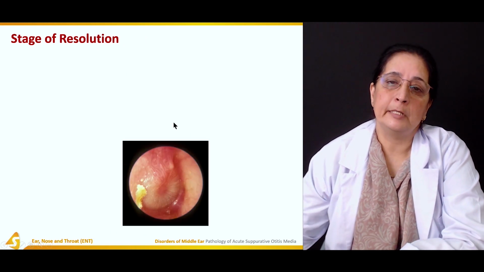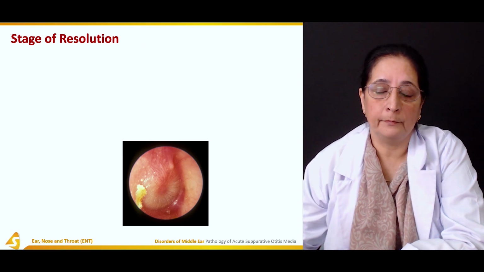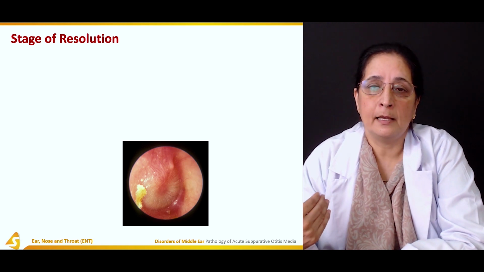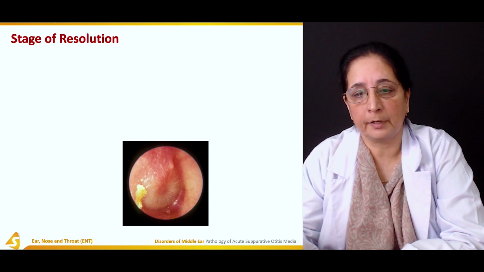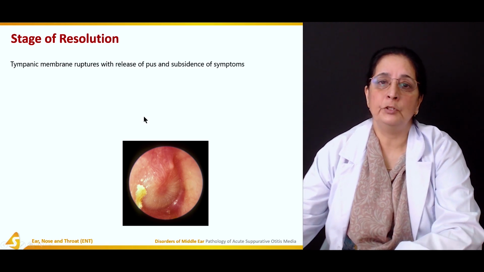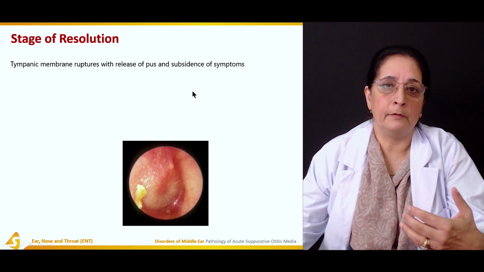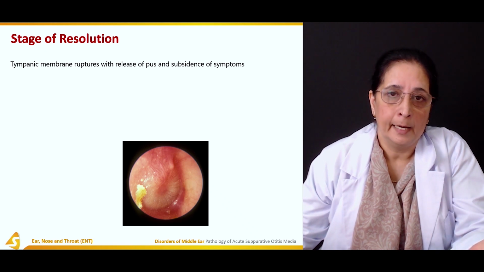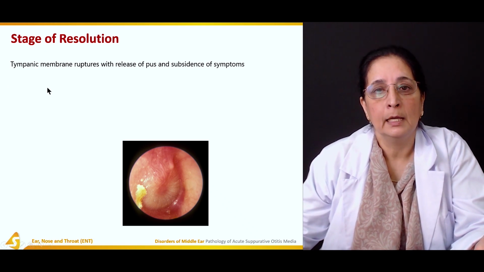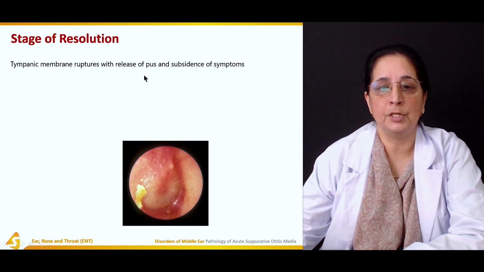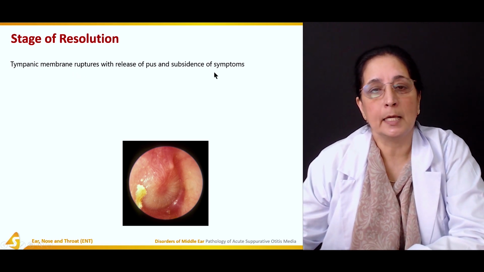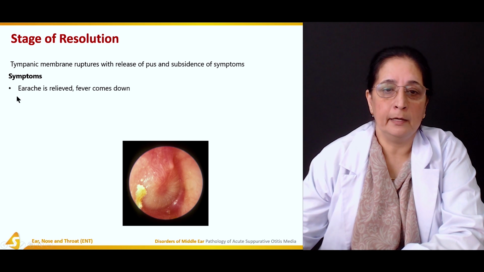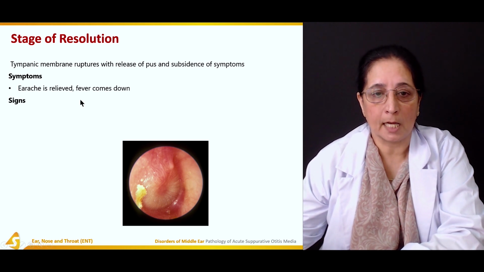Next, the stage of resolution, how it resolves. We went over the pre-suppurative stages and now the stage of resolution. In this, the resolution, as I mentioned in the previous slide, will occur with the rupture or perforation of the tympanic membrane and discharge of the pus from the middle ear. So the tympanic membrane ruptures with release of pus and subsidence of symptoms. Symptoms now: earache is relieved, fever comes down.